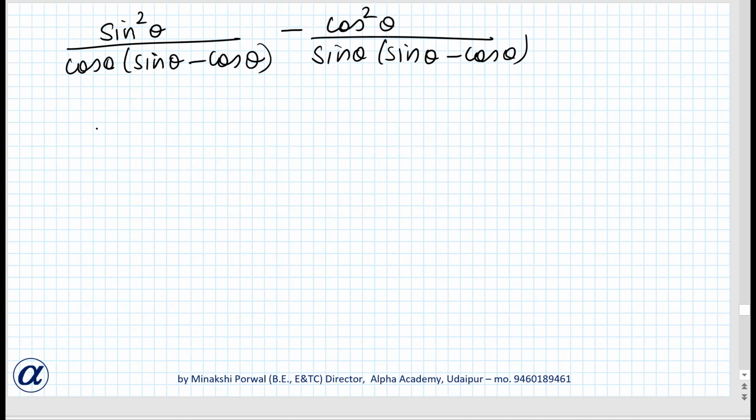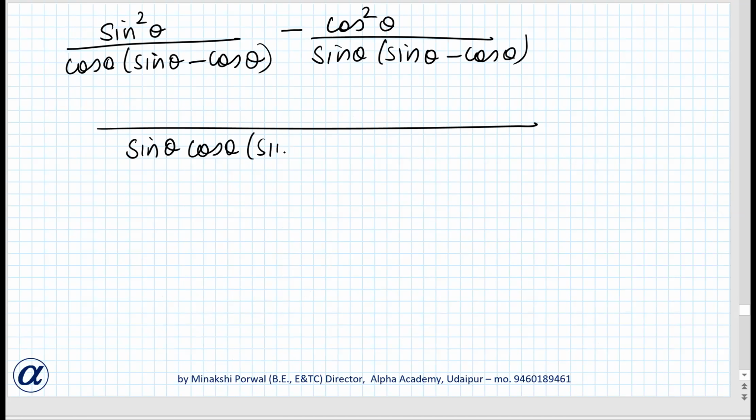Okay. Now if I take LCM on both the sides, it will be sin theta, cos theta, sin theta minus cos theta. Okay. Now here, if I watch this and this, I find that only this term is not present here. So only sin theta will be multiplied with sin square theta. So it will become sin cube theta. And similarly here, only cos theta is the extra term which is here and not here. So cos theta will be multiplied here. So it will become cos cube theta.